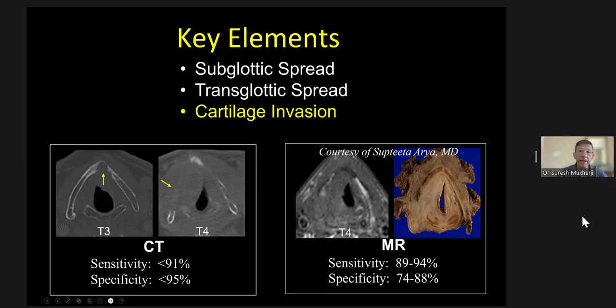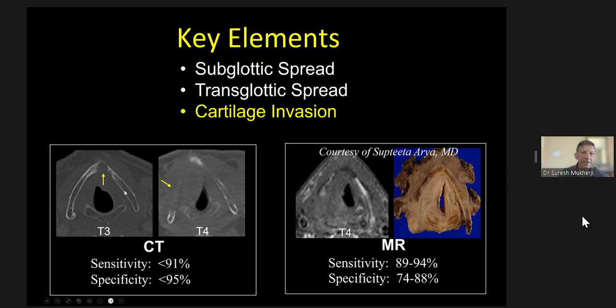So when we look at the next key element, I always like to look for cartilage invasion. Now, when I look at cartilage invasion, I can do CT or MR. In the United States, we do a little bit more CT, or a lot more CT than MR. I know in Europe, they do a lot more MR than CT. So part of it is your preferences and geography of where you live.